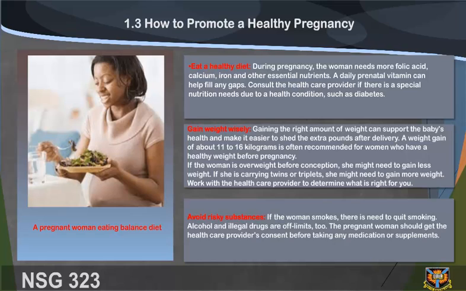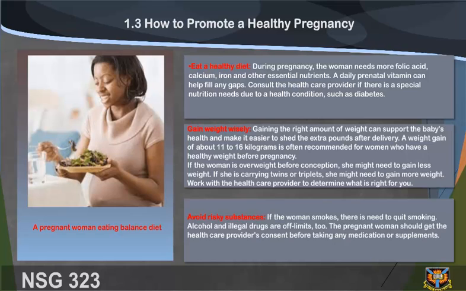Gain weight wisely. Gaining the right amount of weight can support the baby's health and make it easier to shed the extra pounds after delivery. A weight gain of about 11 to 16 kilograms is often recommended for women who have a healthy weight before pregnancy. If the woman is overweight before conception, she might need to gain less weight. If she is carrying twins or triplets, she might need to gain more weight. Work with the healthcare provider to determine what is right for you.